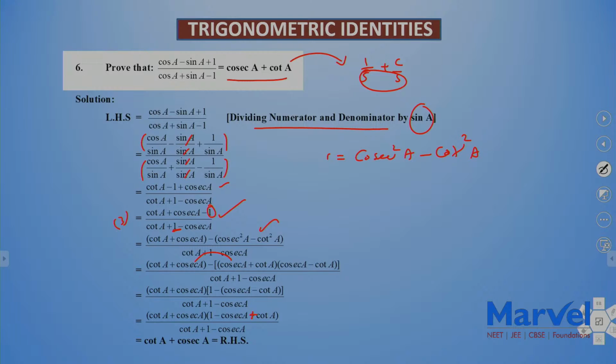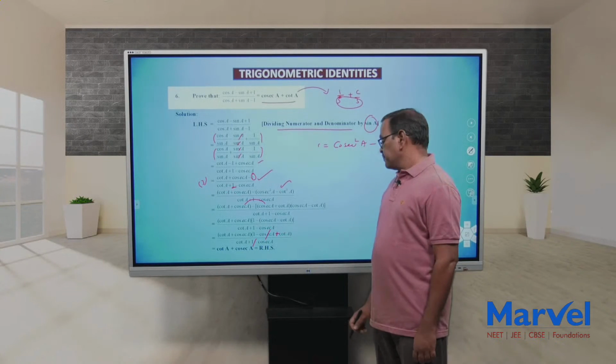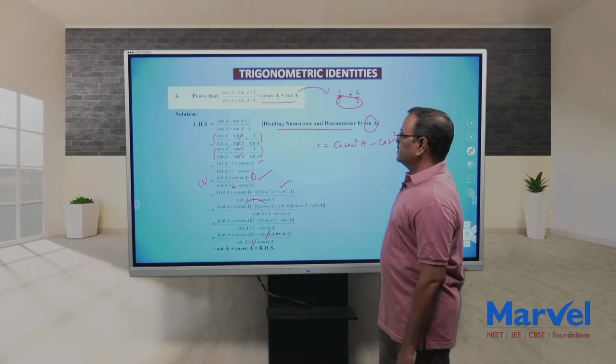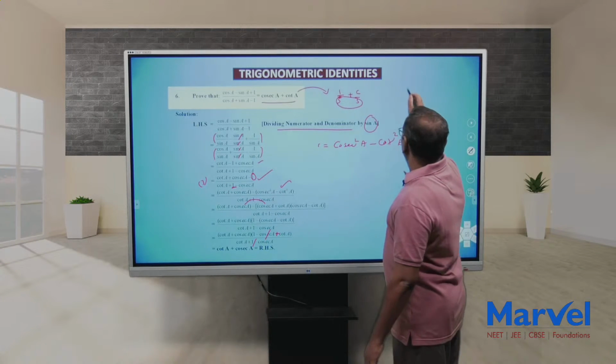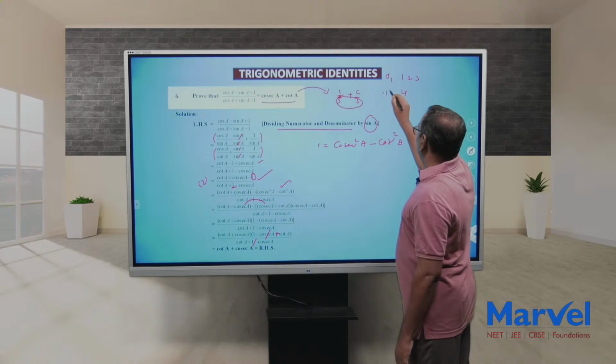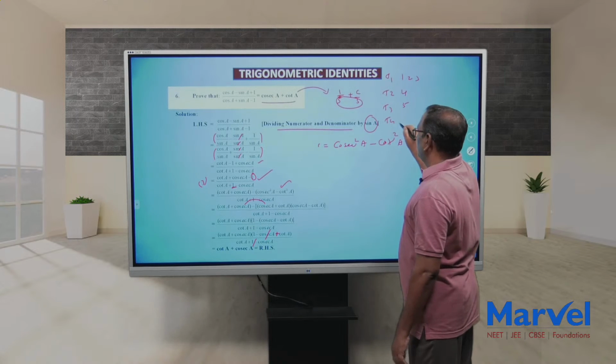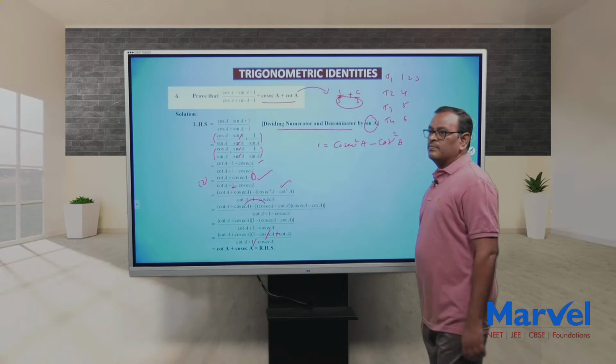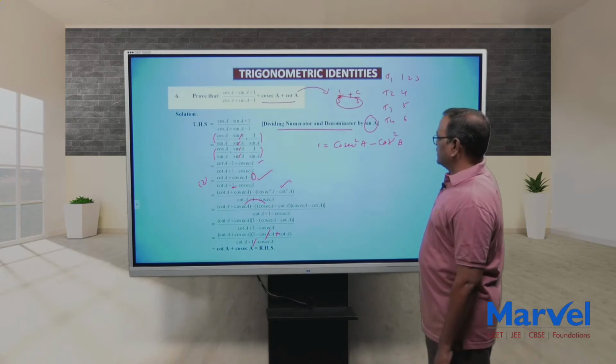So you can cancel this factor with the denominator. The final expression is cot A plus cosecant A. Final answer is cot A plus cosecant A. That is the RHS. So questions 1, 2, 3 are type 1. Question number 4 is type 2. Question number 5 is type 3. And type 4 is question number 6.